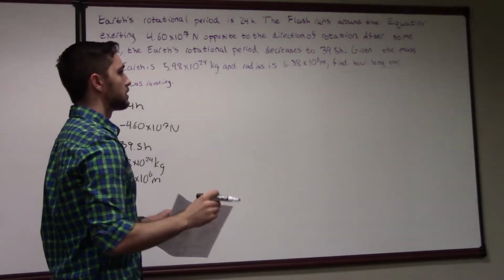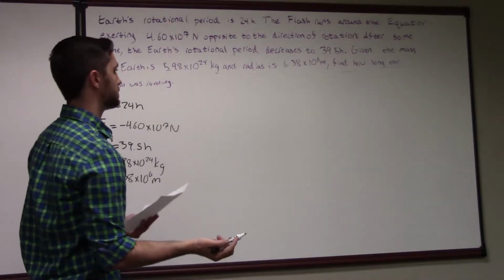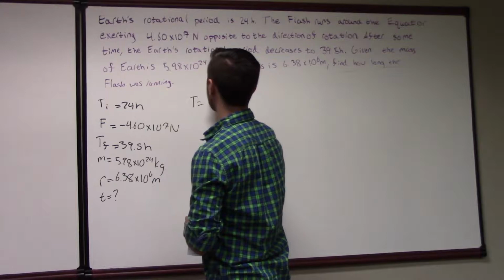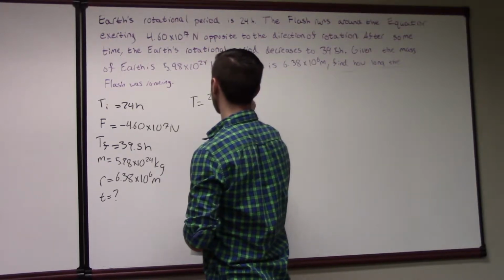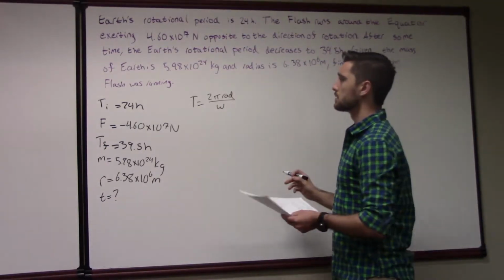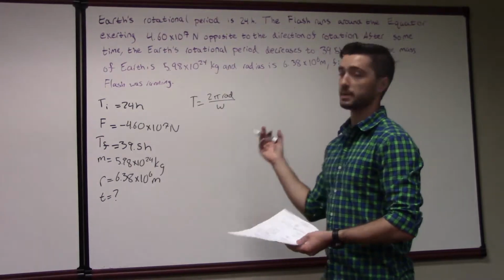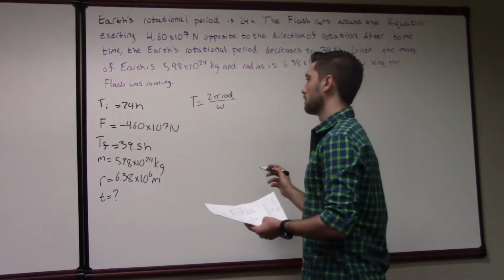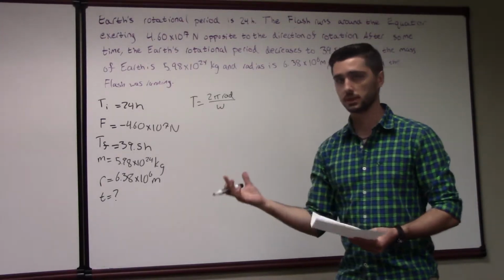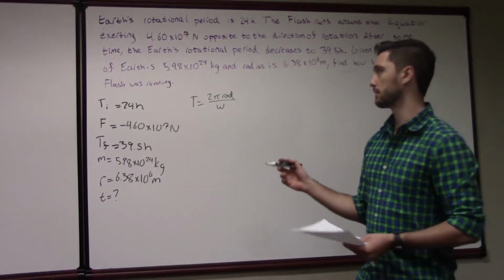So, the first thing I'll think about is, what do I know about periods, since this is a question involving a change in period? Well, I know that period is equal to 2 pi radians divided by angular velocity. So what we could really do is change these periods into their respective angular velocities. Then if we have that, this problem becomes a problem of a change in angular velocity and asking how long it took for that to happen. And that's something that we know how to do very easily.